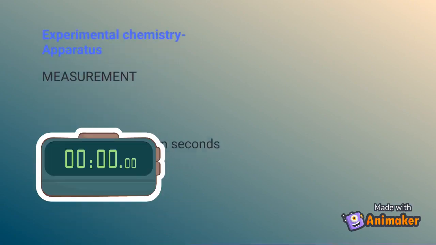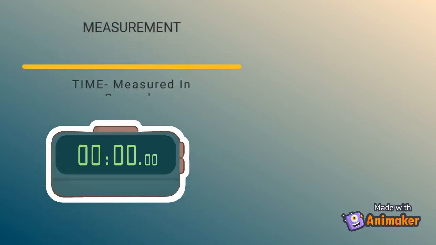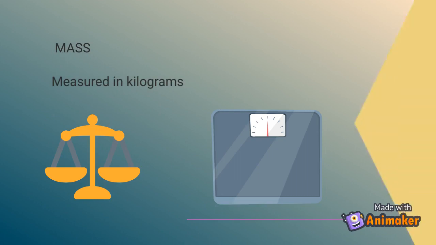The first physical quantity is time. Time is measured in seconds with the help of a digital or an analog stopwatch. The SI unit to measure temperature is the Kelvin, and the apparatus used can be a mercury in glass or alcohol in glass thermometer. Mass is measured in kilograms by using an electronic or beam balance.